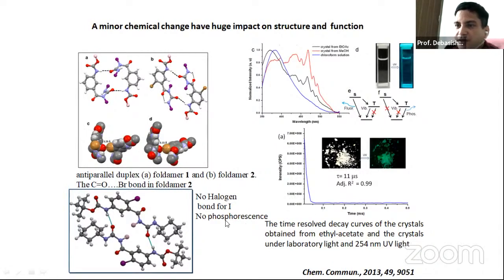But unfortunately, when we got the crystal structure, we found that yes, the duplex structure is present there, but with the incorporation of iodine, due to size exclusion, there is no halogen bond at all in the molecule, and the molecule lost its phosphorescence. So that's why I say that we believe that a very minute change will affect a lot on the structure and function of the compound.